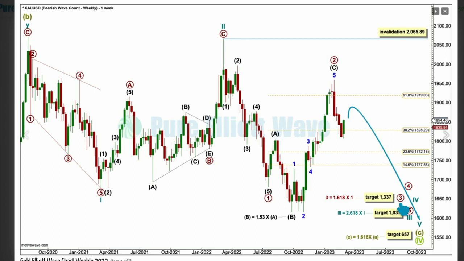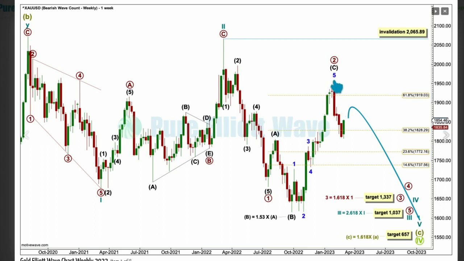Primary 3 may only subdivide as an impulse. Cycle 3 may only subdivide as an impulse. Within the impulse of cycle 3, primary 1, a beautiful looking 5-wave impulse over here. Primary 2, a fairly reasonable looking expanded flat over here, overshooting the 0.618 Fibonacci ratio of primary 1. And primary wave 3 looks likely now to have begun. If primary 2 were to continue further, it may not move beyond the start of 1 above 2065.89. Let's go to the daily chart now.